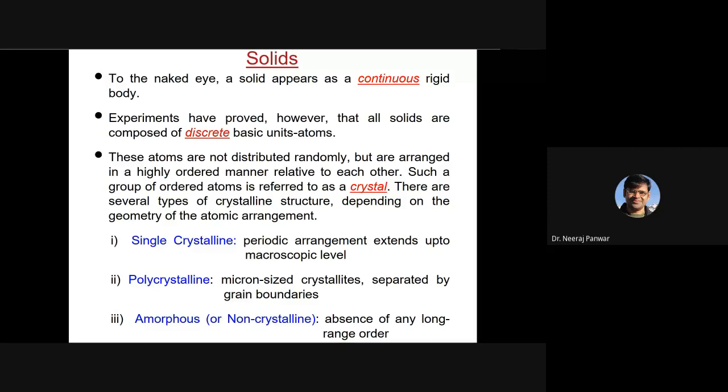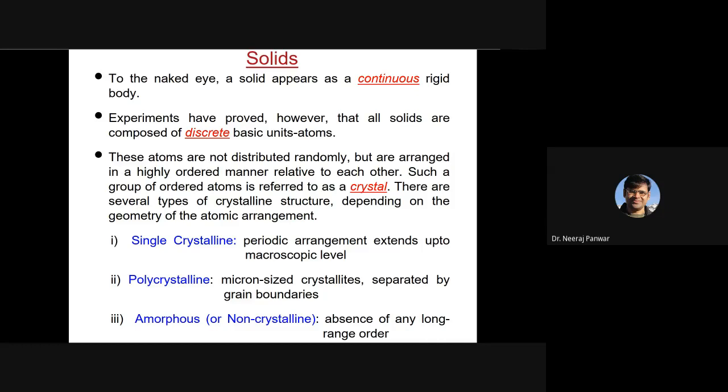There is a periodic arrangement of atoms, and this periodic arrangement of atoms extends up to the macroscopic level. By macroscopic level, we mean that we can have a single crystal of the length of centimeters or even inches. That is the meaning of macroscopic level.